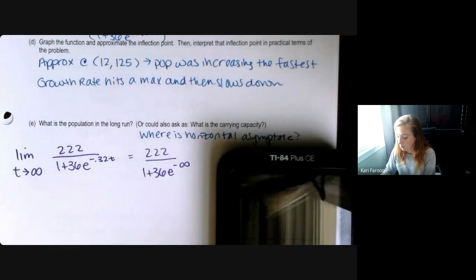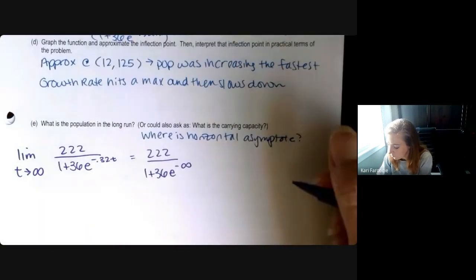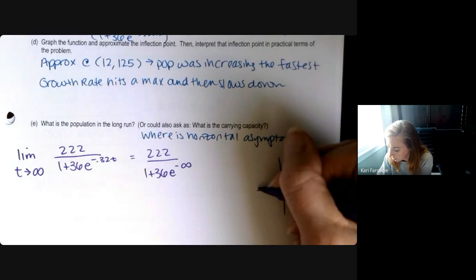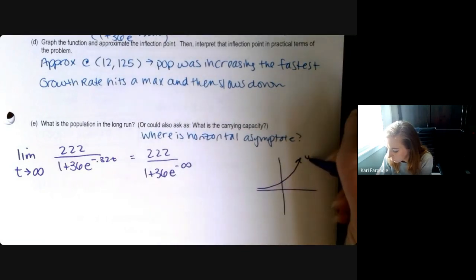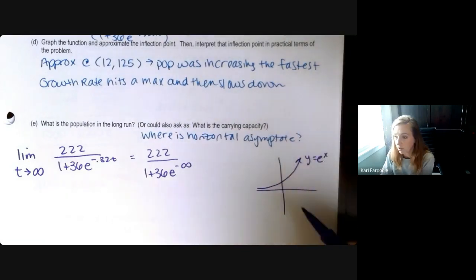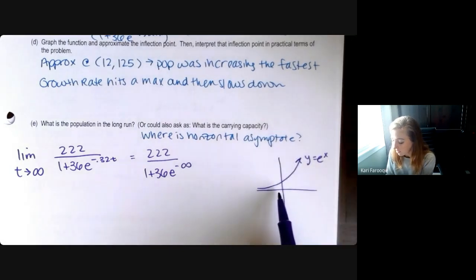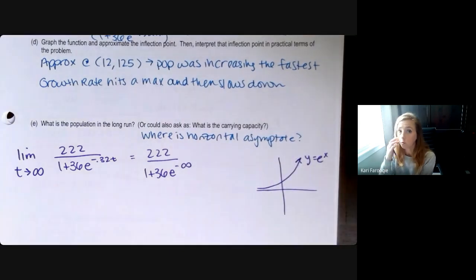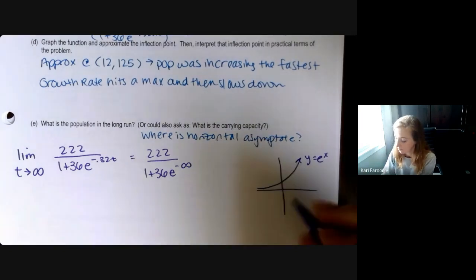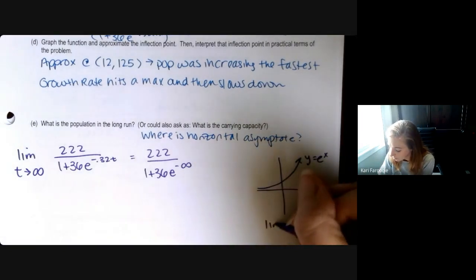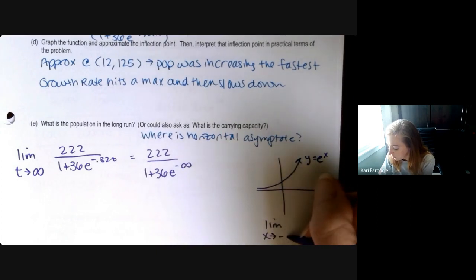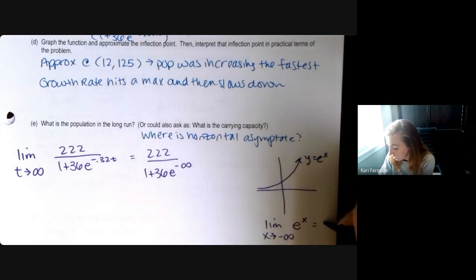If you don't remember, I'll remind you what your exponential function looks like. It's just a general exponential function. As x gets increasingly large, y gets increasingly large. But as x gets increasingly small, y heads off to zero. So the limit as x approaches negative infinity of e to the x equals 0.